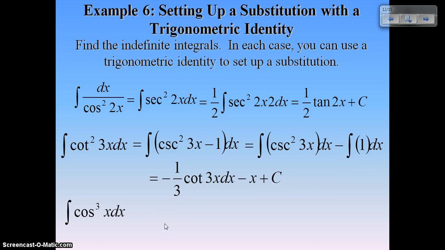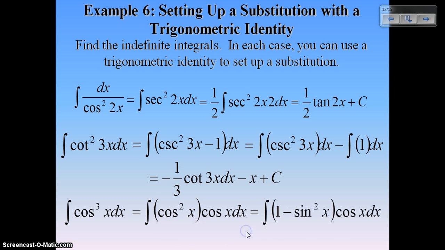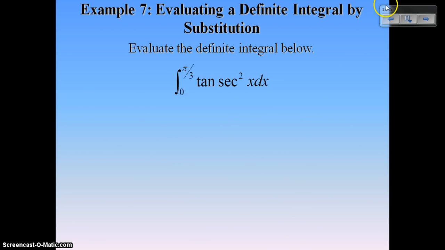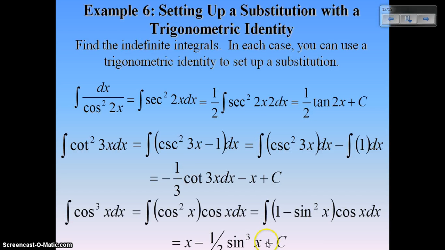Cosine cubed, you look at it and say, well, I don't have any identities for cosine cubed, and that's true. But I can split this up to be cosine squared times cosine, and I do have an identity for cosine squared. That's 1 minus sine squared, Pythagorean identity. Now doing u substitution on this one, I would let u equal sine of x. U is sine of x, and if u is sine of x, let me go back, move the screen down. Sorry about that.